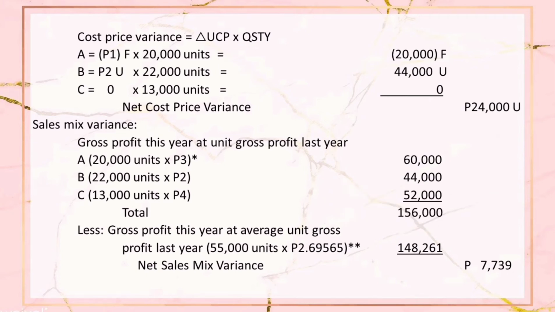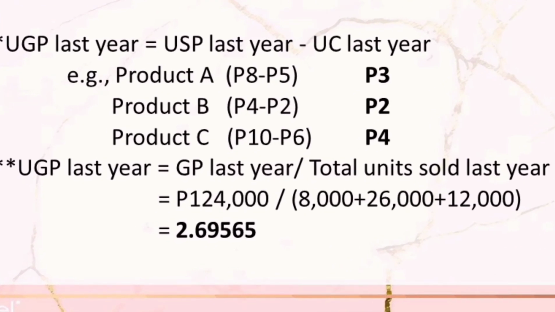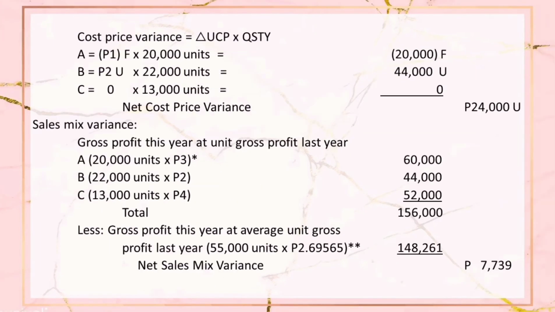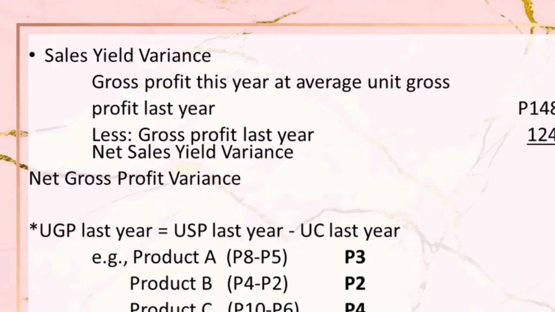Now let's determine the gross profit this year at average unit gross profit last year. We get it by multiplying the number of units sold this year by 2.69565 pesos. We get it by dividing the gross profit last year of 124,000 by the total units sold last year, so we get 2.69565. Multiplying 55,000 units times 2.69565, we get 148,261 pesos. Subtracting it from 156,000, the gross profit this year at unit gross profit last year, we get 7,739, which is favorable.